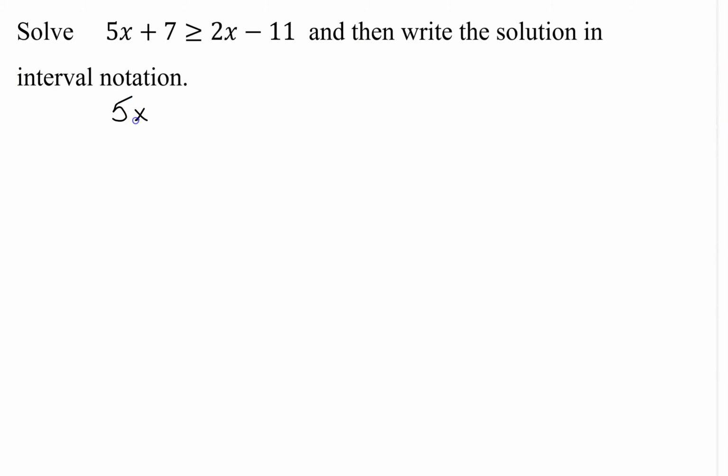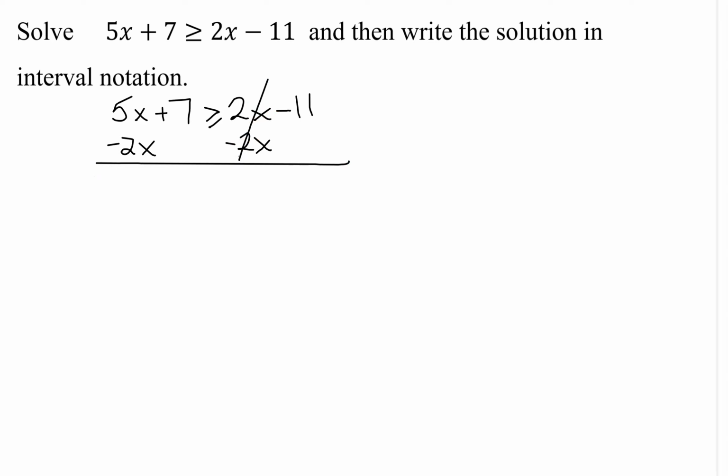I have 5x plus 7 is greater than or equal to 2x minus 11. So I want to collect all my x's on one side, numbers on the other. I think I'm going to collect my x's on the left-hand side. So I'm going to subtract 2x from both sides. So 5x minus 2x is 3x plus 7 is greater than or equal to negative 11.